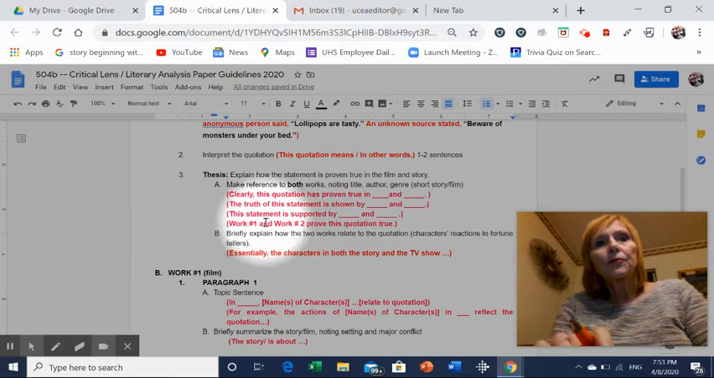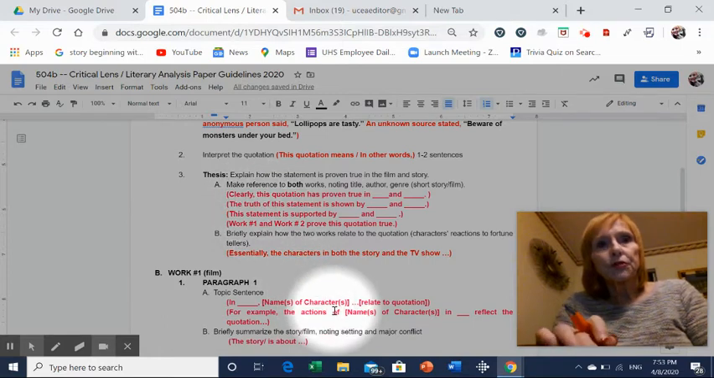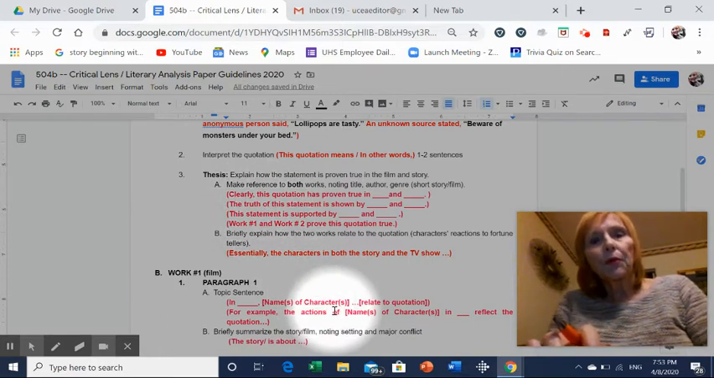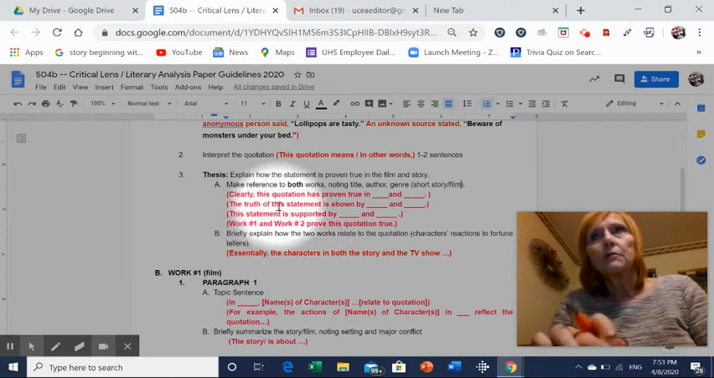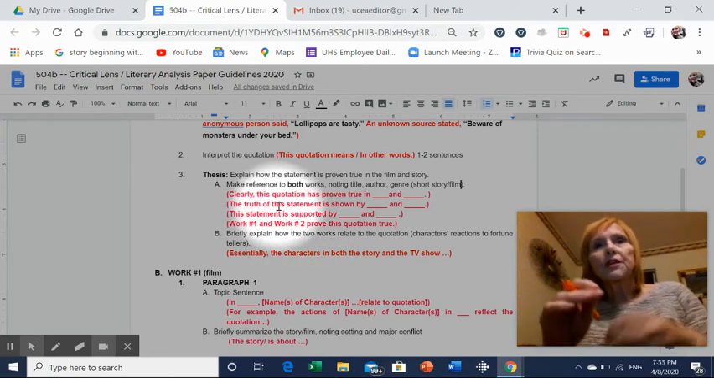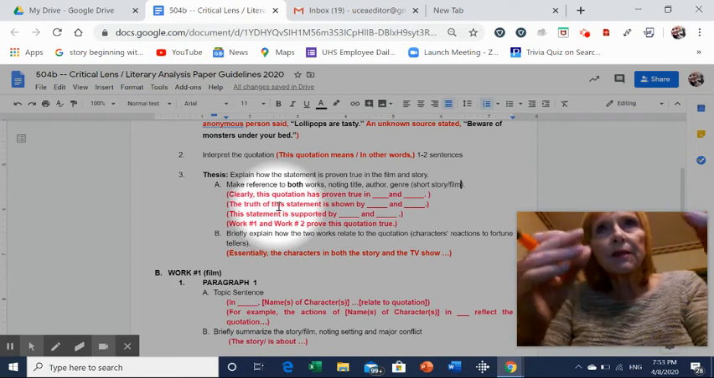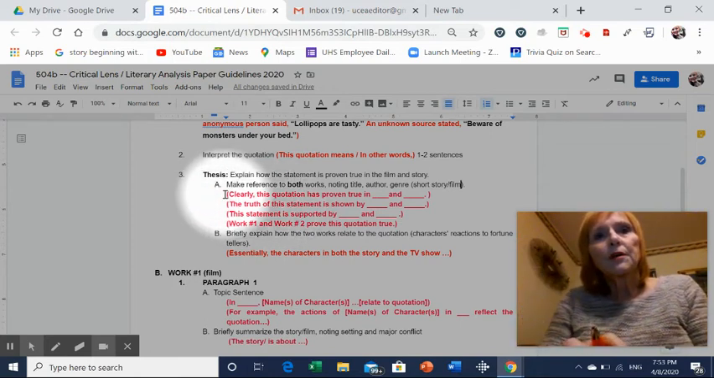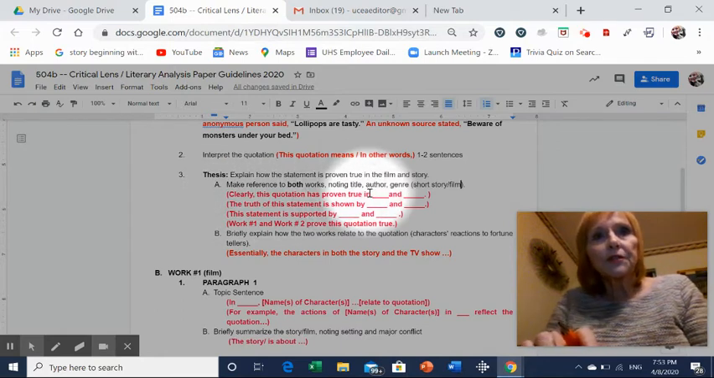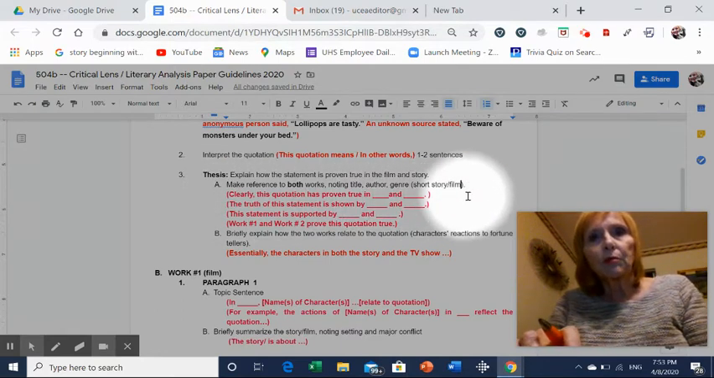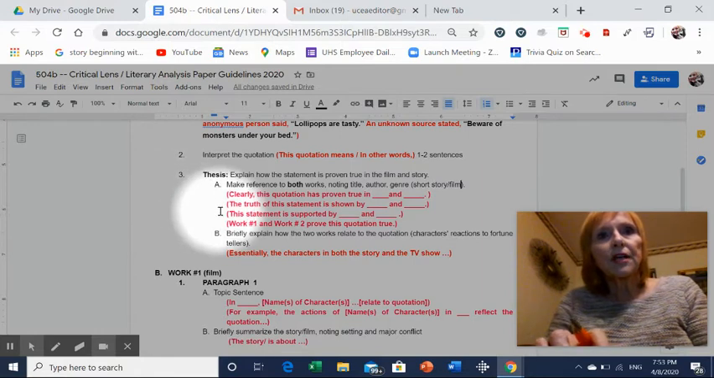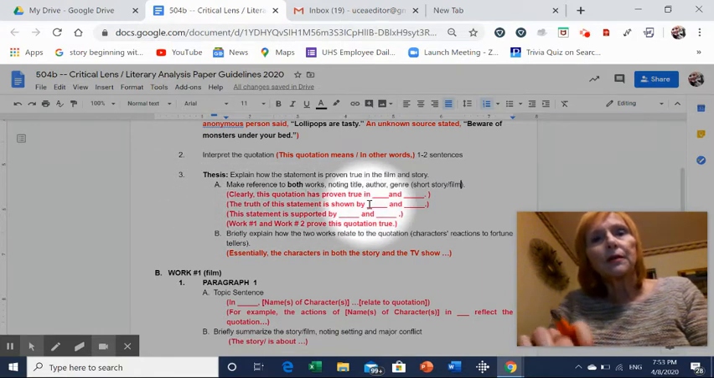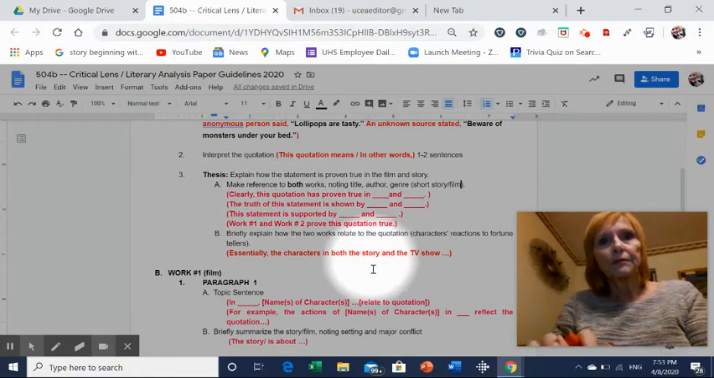Now, notice I have four choices here for you to choose from. It's very important that you do not write all four. You just pick one. This may sound silly that I'm saying this, but I always have students that will write this sentence, "Clearly, this quotation has proven true, blah, blah, blah." And then the next sentence starts out with, "The truth of this statement is shown by," no, just pick one.